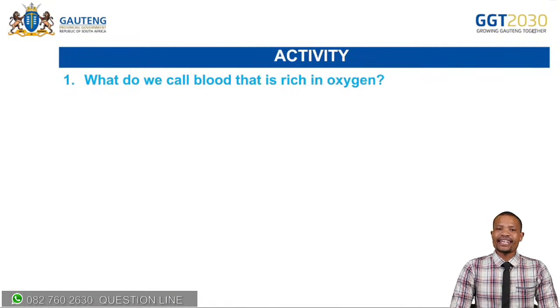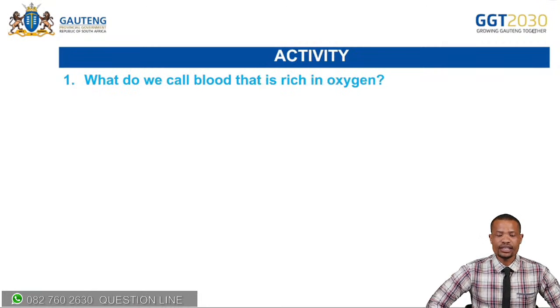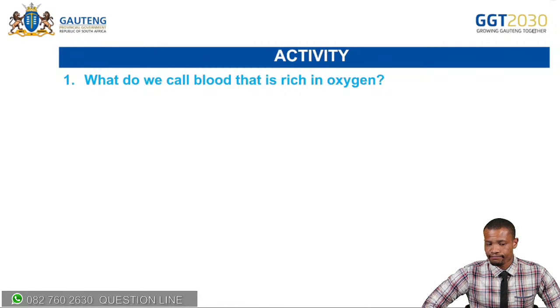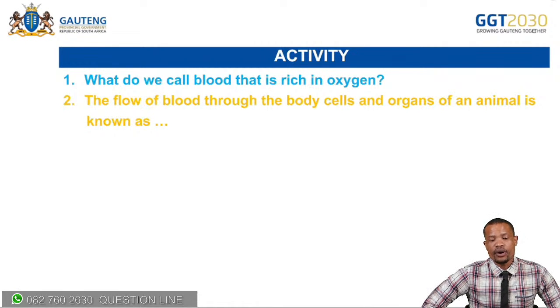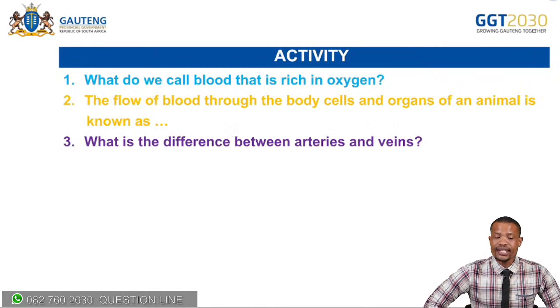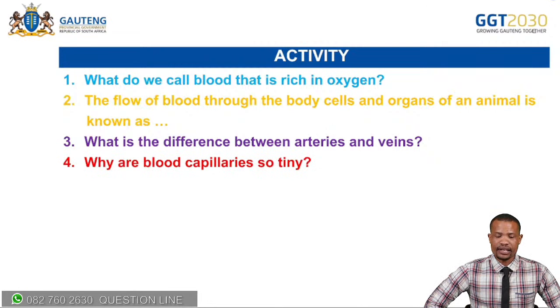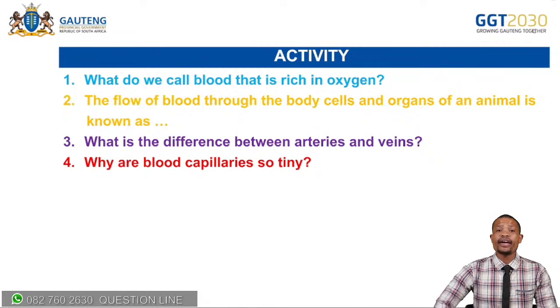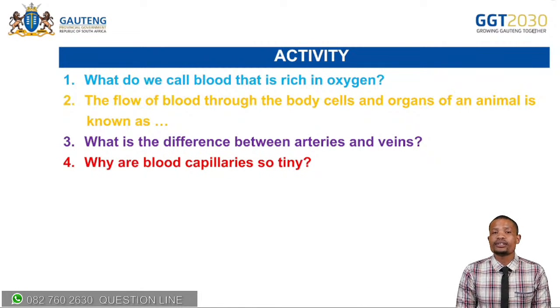Right, now let's do an activity. First question, what do we call blood that is rich in oxygen? Second question, the flow of blood through the body cells and organs of an animal is known as dash. You need to put in the missing word. Third question, what is the difference between arteries and veins? And lastly, why are blood capillaries so tiny? You have 4 minutes to work on these 4 easy questions, and your time begins now.